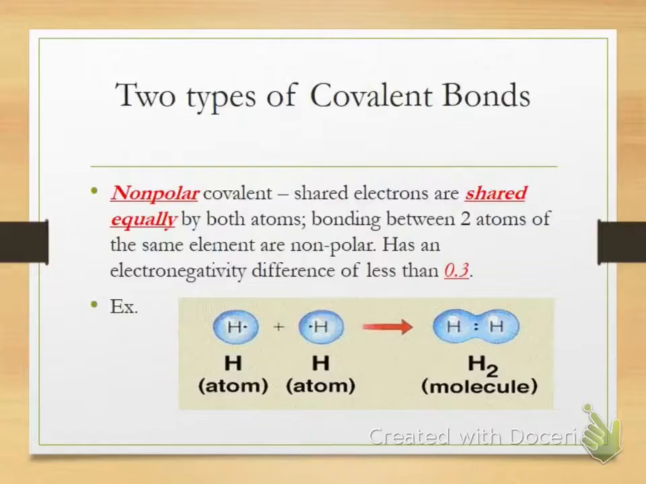If we share equally, in other words, the same amount of time they get the electron, then that's called nonpolar, because they don't create those dipoles. And those have to be less than 0.3, their electronegativity difference. So our diatomic elements, or if it's bonded to the same thing, so if a hydrogen's bonded to a hydrogen, what's its electronegativity difference going to be? 0, because they have the same electronegativity value, so it'd be 0. Okay?